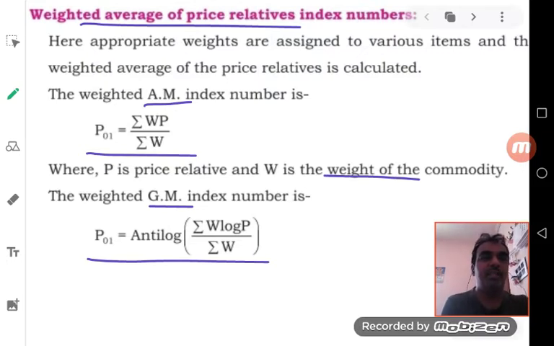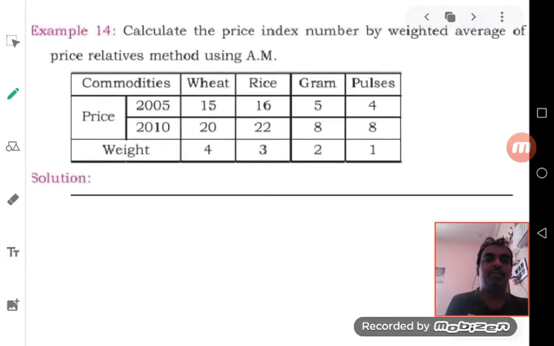Let's proceed with an example to work out these methods. We have a sum here. Calculate the price index number by weighted average of price relatives method using arithmetic mean.